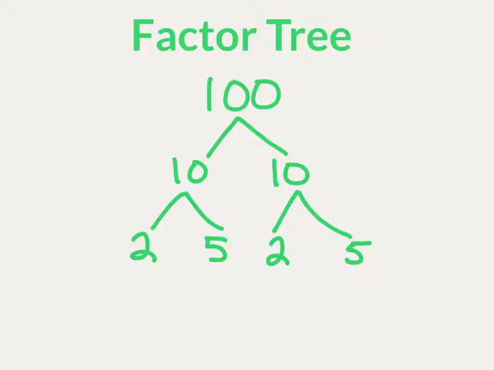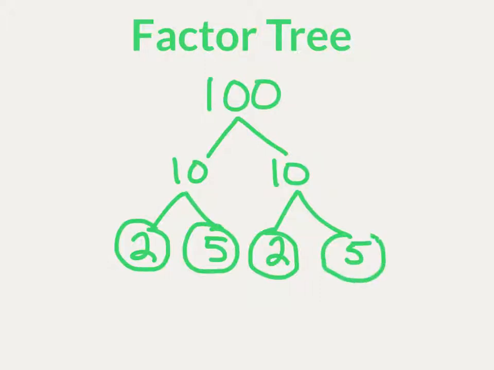When my branches have prime numbers, and remember, the number 2 is a prime number because it has the factors of only 1 and 2. And in fact, the number 5 is also a prime number. It has the factors of only 1 and 5. When my branches end in prime numbers, I stop drawing branches. I circle those prime numbers. I then count them up.